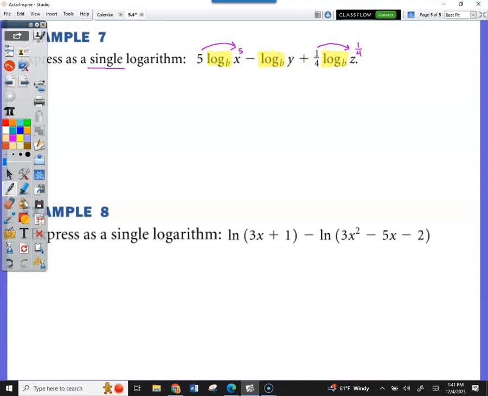All right. So now I'm going to write. When you're doing this, do one thing at a time. Don't try to do everything in one step because then you are going to get confused or frustrated or stressed out. I have log base b of x to the 5th minus log base b of y plus log base b. We already said that is the 4th root of z.